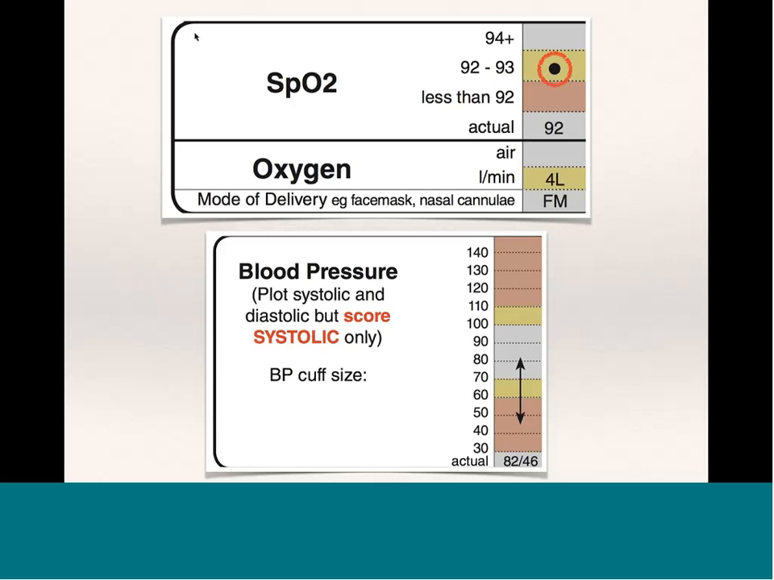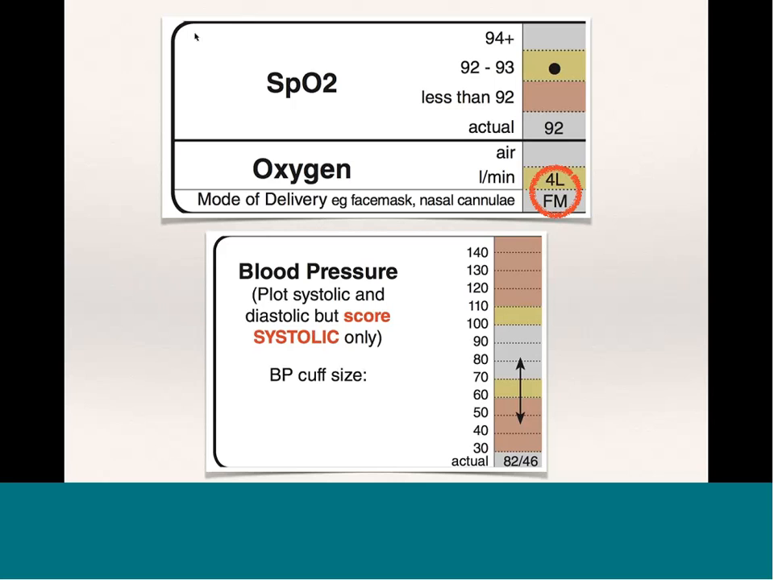You'll also notice that underneath the SpO2 is oxygen. Now we've put that in, but we haven't scored it. So you can mark down how many liters per minute the child is getting, but also the mode of delivery, so face mask, nasal cannula. And we haven't scored it because it's difficult to score, but we have added it in because we think it's important, because again, it can show increasing amount of oxygen requirement to maybe maintain a saturation of 93, 94%.